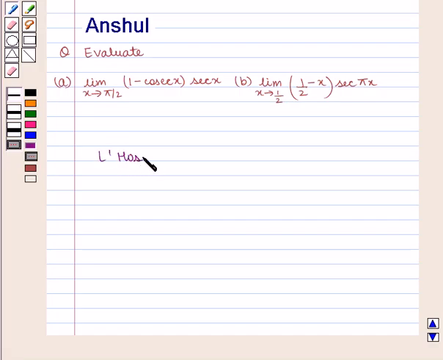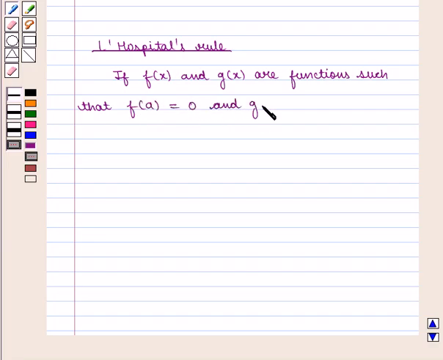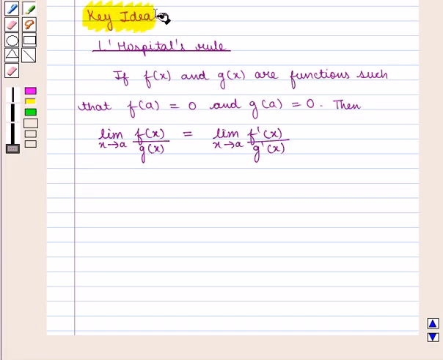L'Hopital's rule states that if f of x and g of x are functions such that f of a is equal to 0 and g of a is equal to 0, then limit f of x by g of x as x tends to a is equal to limit f dash of x by g dash of x as x tends to a. With this key idea, we shall proceed with the solution.